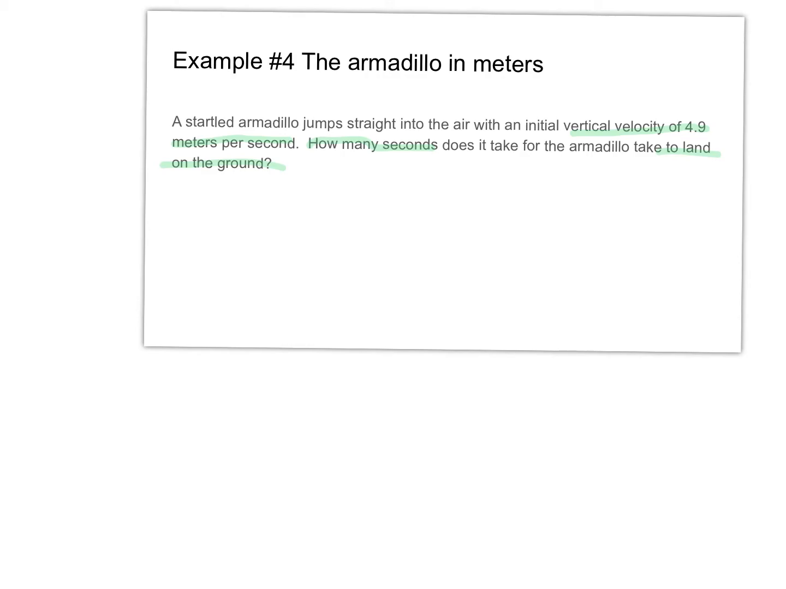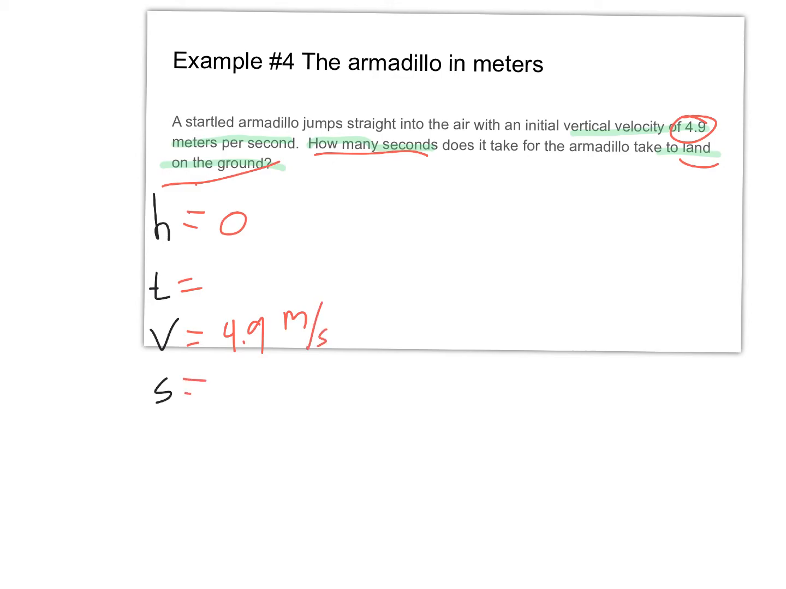So H, T, V, S. H is the ending height of the object. It's landing on the ground, so zero. Time. Again, we don't know that, so it's going to change. Vertical velocity is 4.9 meters per second. And starting height, again, it's on the ground.